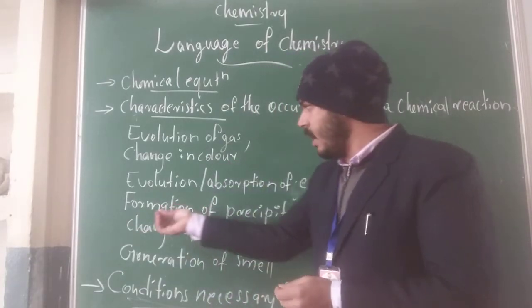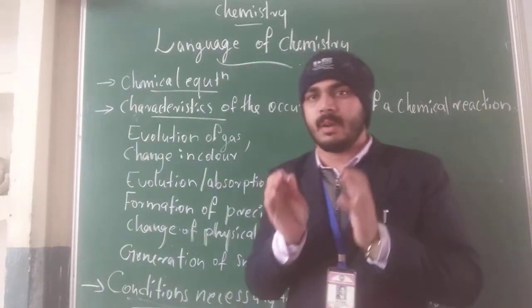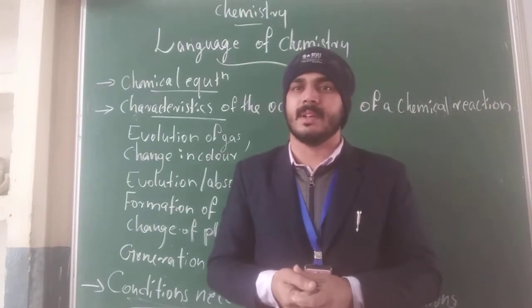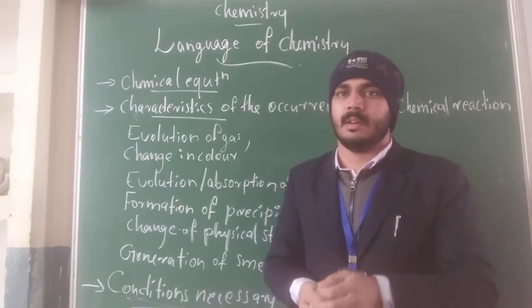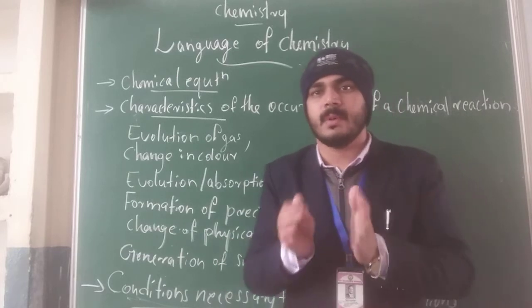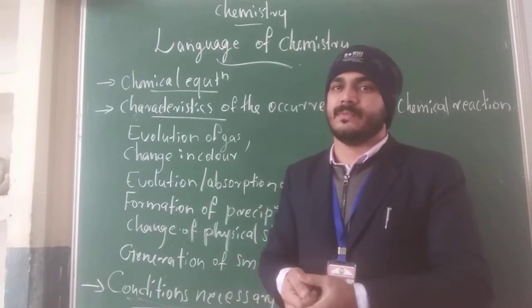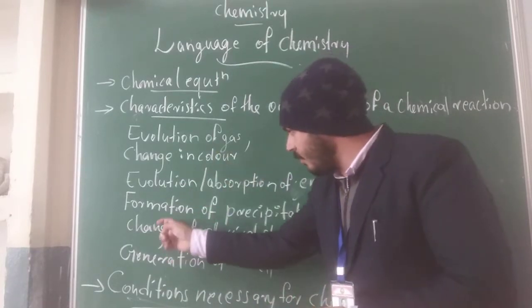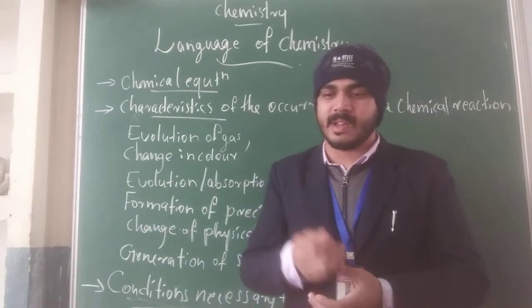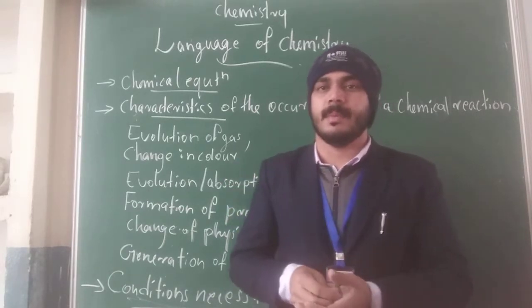That's it. The next characteristic is the formation of precipitate. I hope all of you know the word precipitate. A precipitate is an insoluble solid substance formed in a chemical reaction. In some chemical reactions, an insoluble substance is formed after the reaction. That characteristic is called the formation of precipitate. In your book, many examples of the formation of precipitate are given. All of you should learn and understand those chemical reactions.